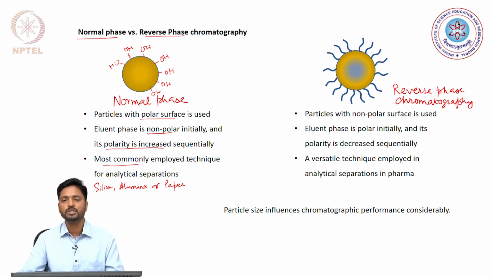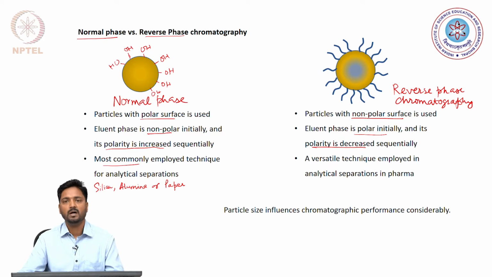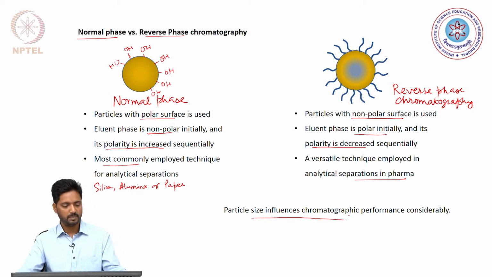Here we have consciously, by design, converted our stationary phase into having a non-polar surface, and how that is done is discussed a little later. And what we do here is to use the eluent phase as polar initially. Typically, often water is used as an eluent phase, or methanol can be used as an eluent phase, and the polarity is now decreased sequentially to elute out our analyte of interest. This of course has gained wide popularity in the pharmaceutical industry as a versatile technique for achieving analytical separations.